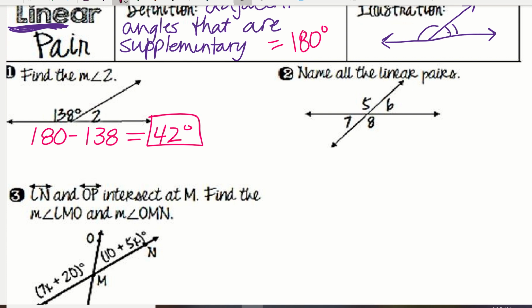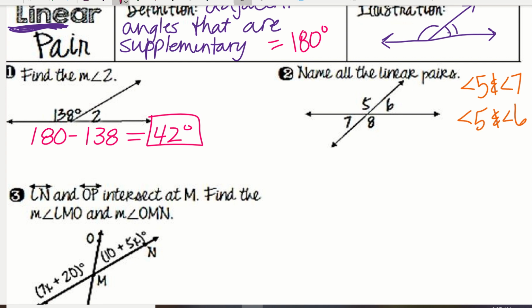Okay, this one says name all the linear pairs. That's because there's a lot of them. So I'm going to call on people. Alani, for angle 5, there's more than one, what angle would make a linear pair with angle 5? 5 and 6 would, and 5 and 7 would. Perfect. Angle 5 and angle 7, yeah, I'll just do 7 first. Angle 5 and angle 6. Good.